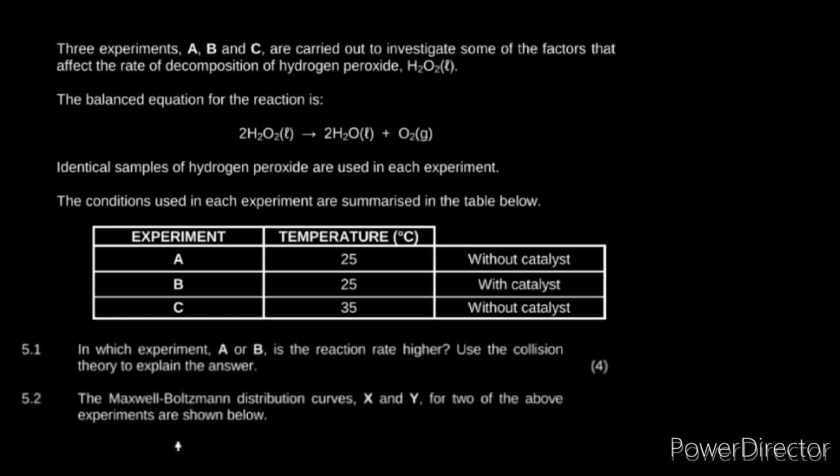So let's just look at the question. They said, in which experiment, A or B, is the reaction rate higher? Let's look at experiment A and B. What is different in experiment A and B? Notice that they both have exactly the same temperature. Experiment A is done without a catalyst, experiment B is done with a catalyst. So obviously experiment B will have a higher rate of reaction because a catalyst increases the rate of reaction. The temperatures are the same. So there we have it. We know that it's going to be B.